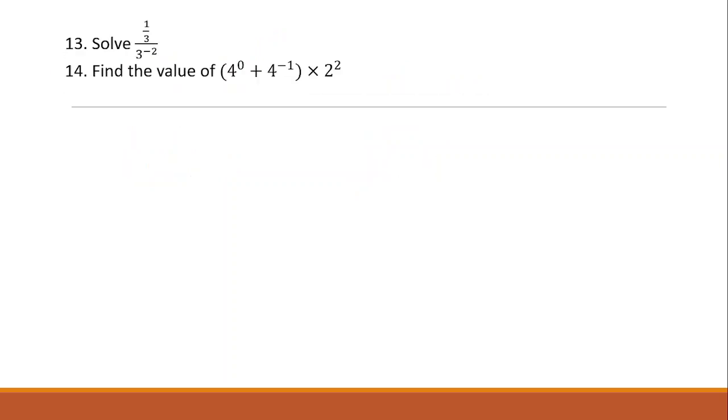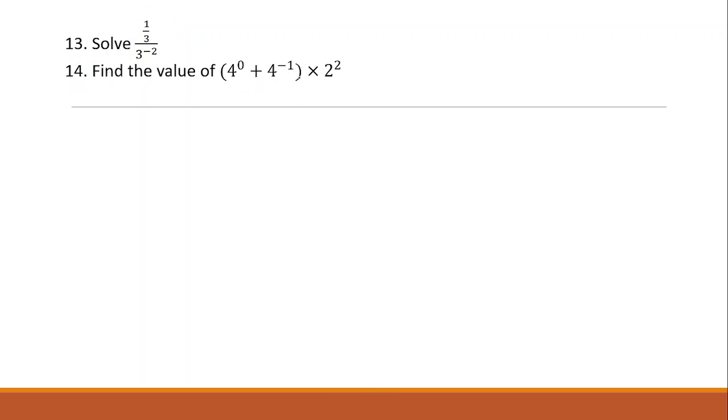Let's move to the next question, 13. Solve 1 over 3 divided by 3 to the power negative 2. This is also a very simple question, so I can leave it for you. Let's just do question number 14.